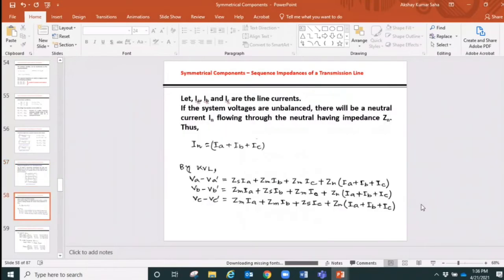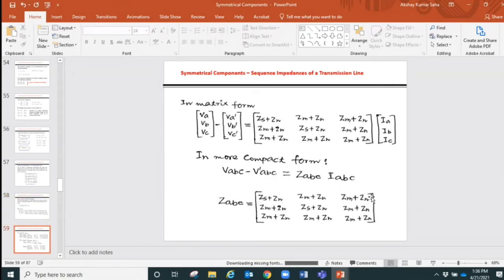So if we consider the equation of the neutral current, then we apply the Kirchhoff voltage law. All the voltage drops are considered, so the impedances come into the scenario along with the respective currents. So we can write the three voltage equations for phase A, phase B and phase C. You just have to look at them when you have a little bit of free time. We put them in matrix form, and that is what we get here.